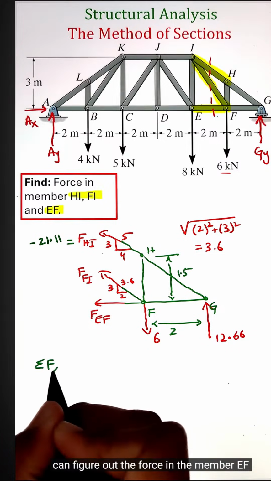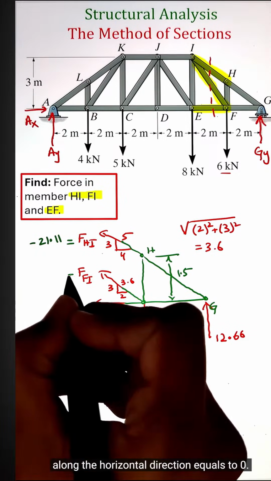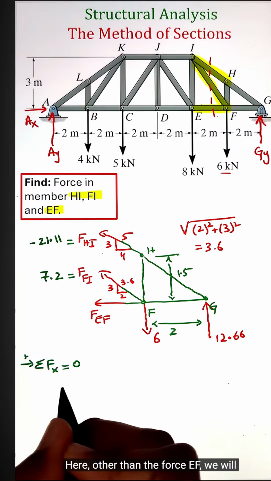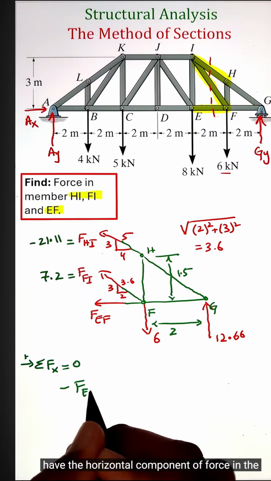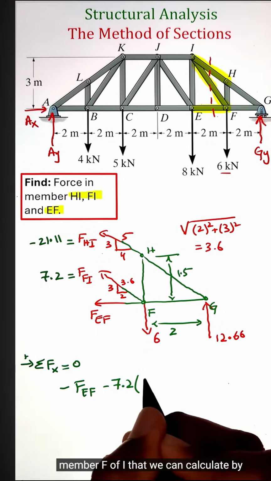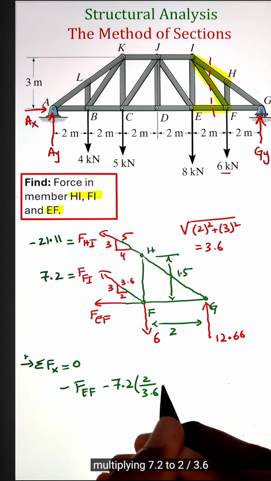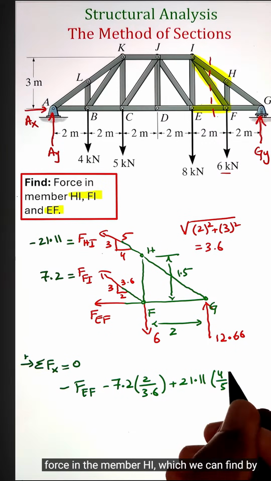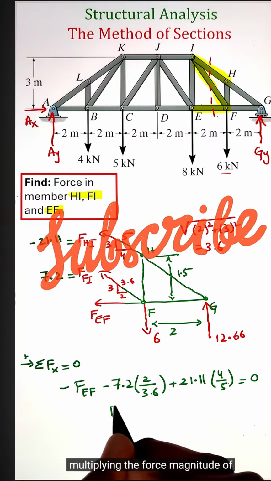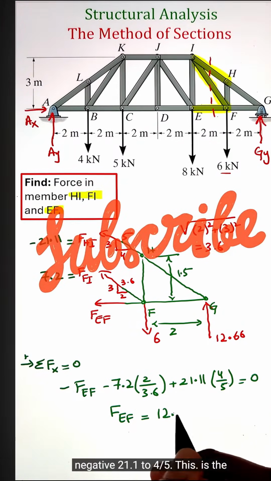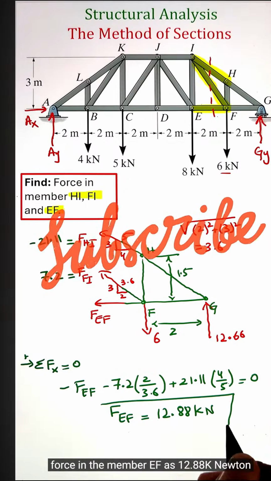Finally, we can figure out the force in the member EF by writing summation of forces acting along the horizontal direction equals to 0. Here, other than the force EF, we will have the horizontal component of force in the member F_FI that we can calculate by multiplying 7.2 to 2 over 3.6, and also the horizontal component of force in the member HI, which we can find by multiplying the force magnitude of negative 21.11 to 4 over 5. This gives us the force in the member EF as 12.88 kilonewton.